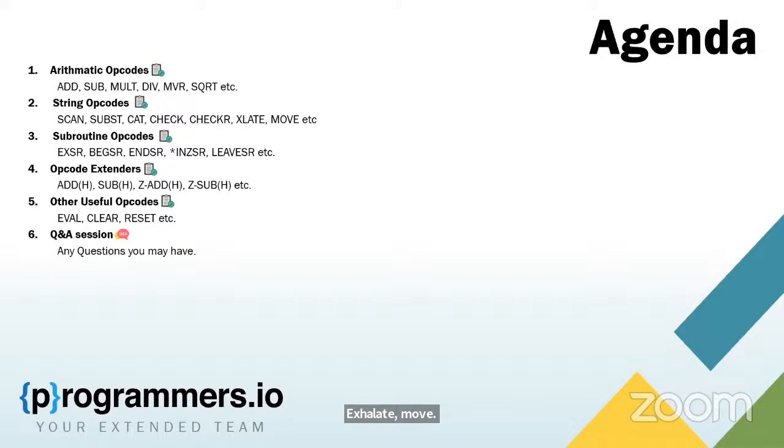Then we will discuss subroutine opcodes: what a subroutine is and what the subroutine opcodes are, like execute subroutine, begin subroutine, end subroutine, initialize subroutine, and leave subroutine. Then we will move forward with opcode extenders, where we'll see extenders like H for half adjust, E for error handling, and P for padding. And then we will discuss some other useful opcodes like clear, reset, test, etc.